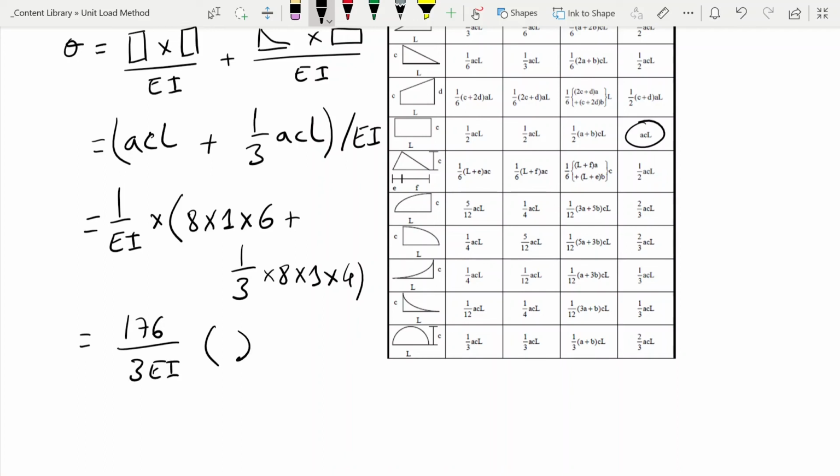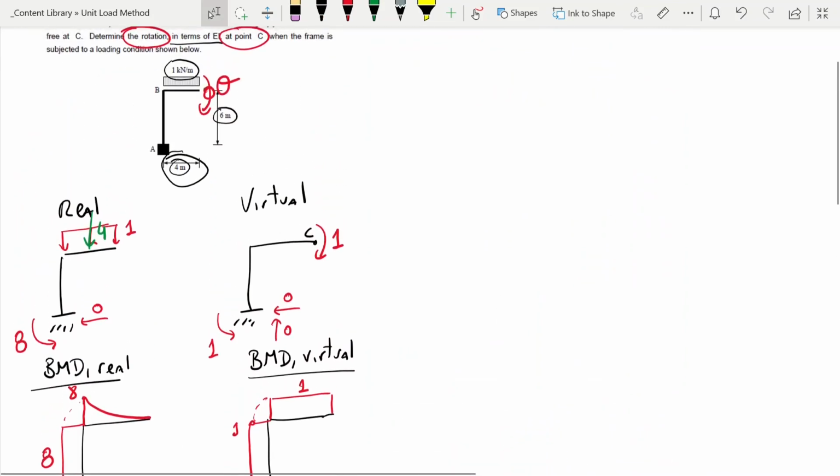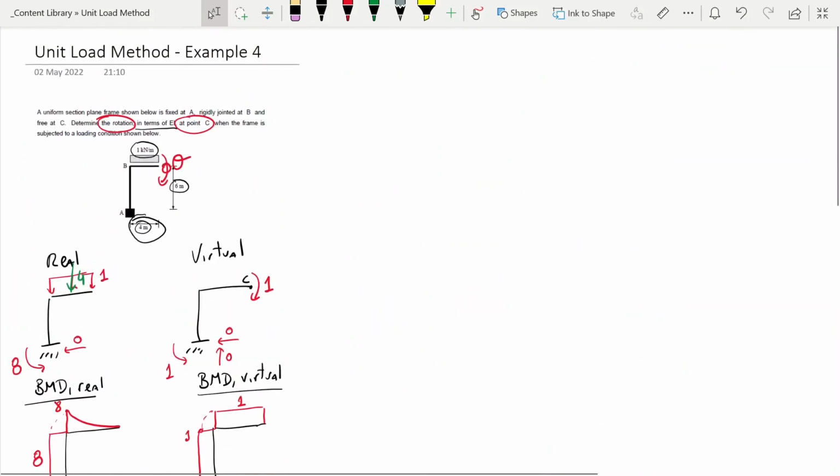And again, the fact that it's positive means the rotation is the same as I assumed over there, which makes sense with this loading, that point is going to rotate clockwise. So this is it. This is how you calculate a 2D frame using unit load method.